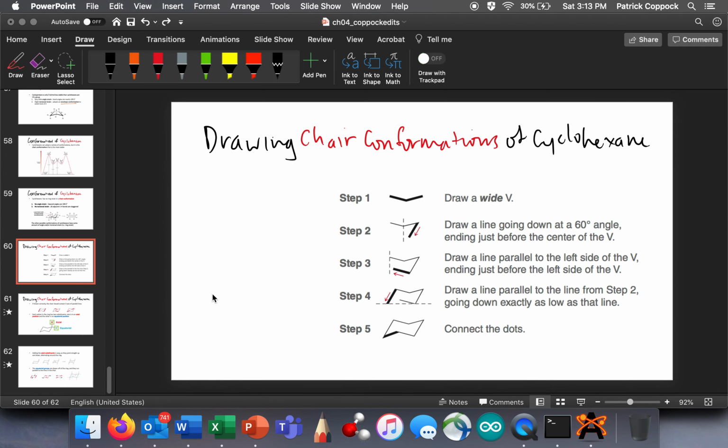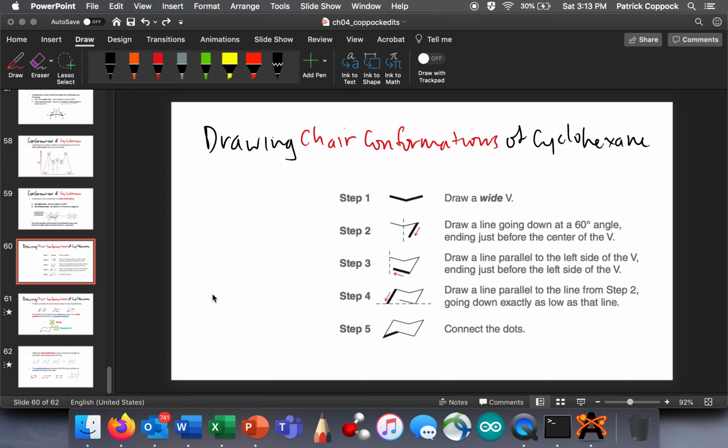Okay, so now you're going to be asked to draw chair conformations of cyclohexane. The reason you're going to be asked to do this is because it gives you great power if you can take three-dimensional objects and get your pencil used to putting them onto a two-dimensional piece of paper. It's going to end up opening your eyes to space and shapes. And so that's why we have to do it.